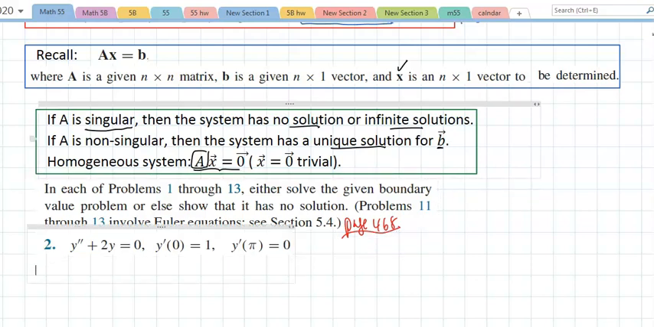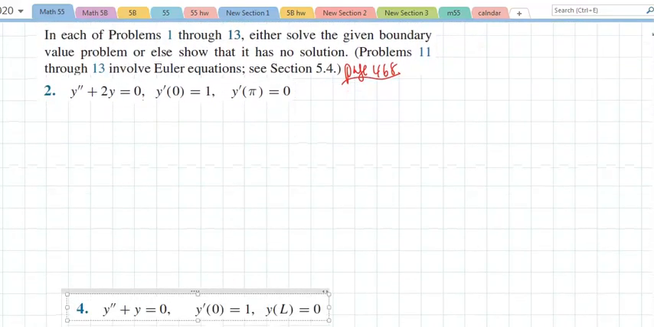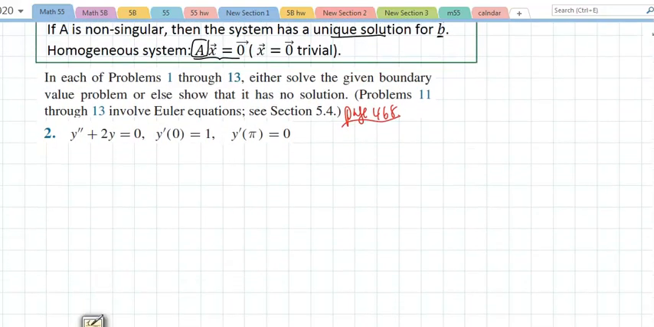Let me start with a simple problem in this section. And here it is. It states, either solve the given boundary value problem or else show it has no solution. Problems 11 and 13 involve Euler equation, see section 5.4, not a big deal. So let me look at this. This is a second order linear differential equation with constant coefficients. I know the drill. Let y equal e to the rt should do the trick.